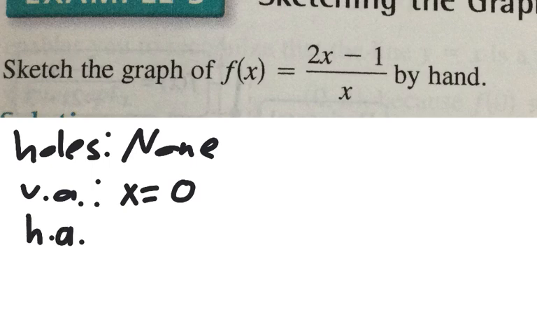Next thing I want to look for, horizontal asymptote. That's where I compare the degrees. The degree of the numerator is 1. The degree of the denominator is 1. So they agree. So I've got y equals 2 over 1 as my horizontal asymptote, which we can write as just y equals 2.